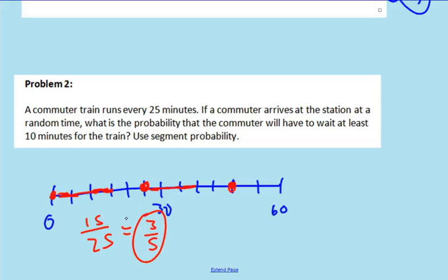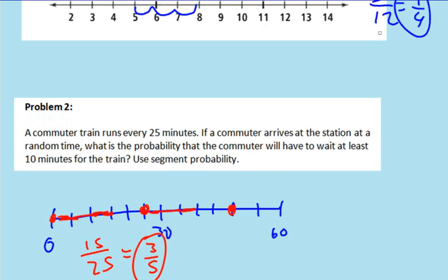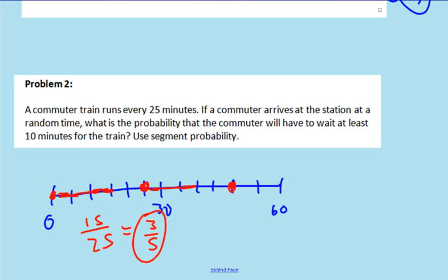All right? That was a little bit more tricky one. You just got to draw it out and kind of picture, visualize what's going on here. All right, still looking for favorable out of total outcomes.